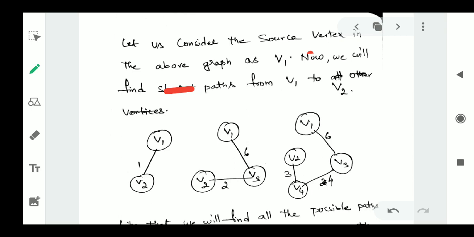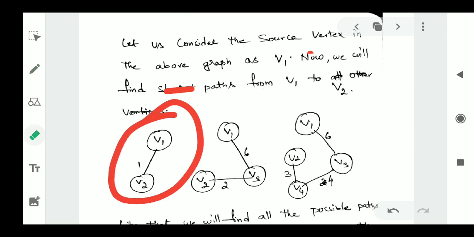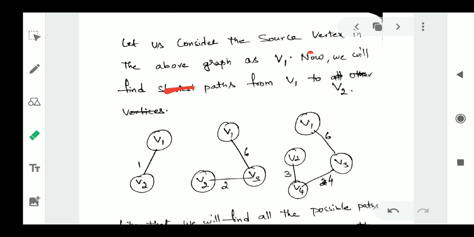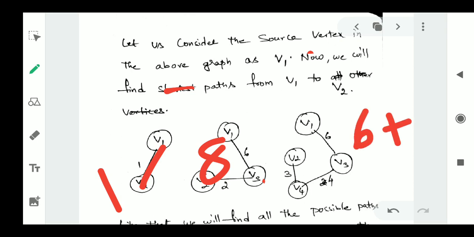So from V1 to V2, this is one path we have. To reach V2 from V1, we can go to V3 and we can go to V6. Now, what is the distance in this graph and in this graph? From V1 to V2, the distance here is only 1. To reach V2 from V1 by going to V3 and then to V2, the total distance is 6 plus 2, which is 8. Here the total distance is only 1. Here the distance is 8. So from V1 to V2, here the distance is 6 plus 4 plus 3.